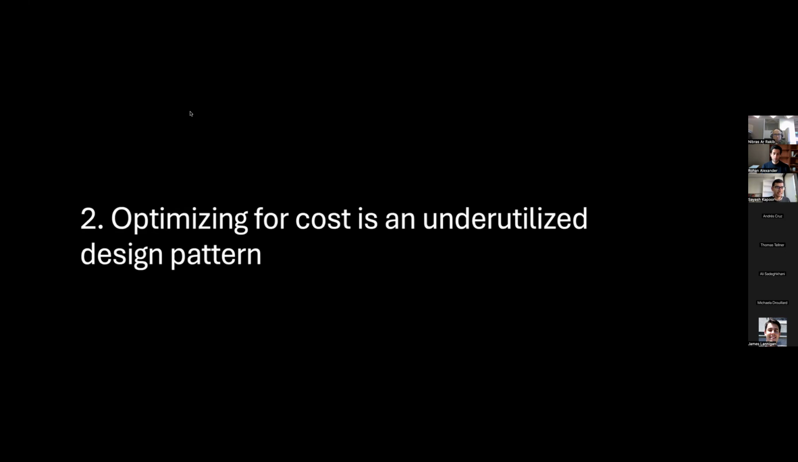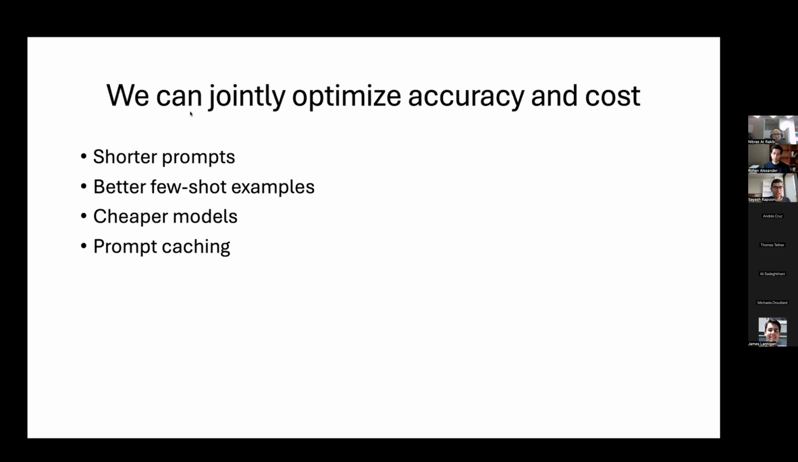The second is that, building on top of this, optimizing for cost is an underutilized design pattern in a lot of AI research. I think a consequence of the one-dimensional leaderboards is that we have often optimized for accuracy alone. But once we start opening up the design space of how we can develop our agents, I think that leads to a mostly underexplored and underutilized design pattern. So in particular, I think we can jointly optimize both accuracy as well as cost.